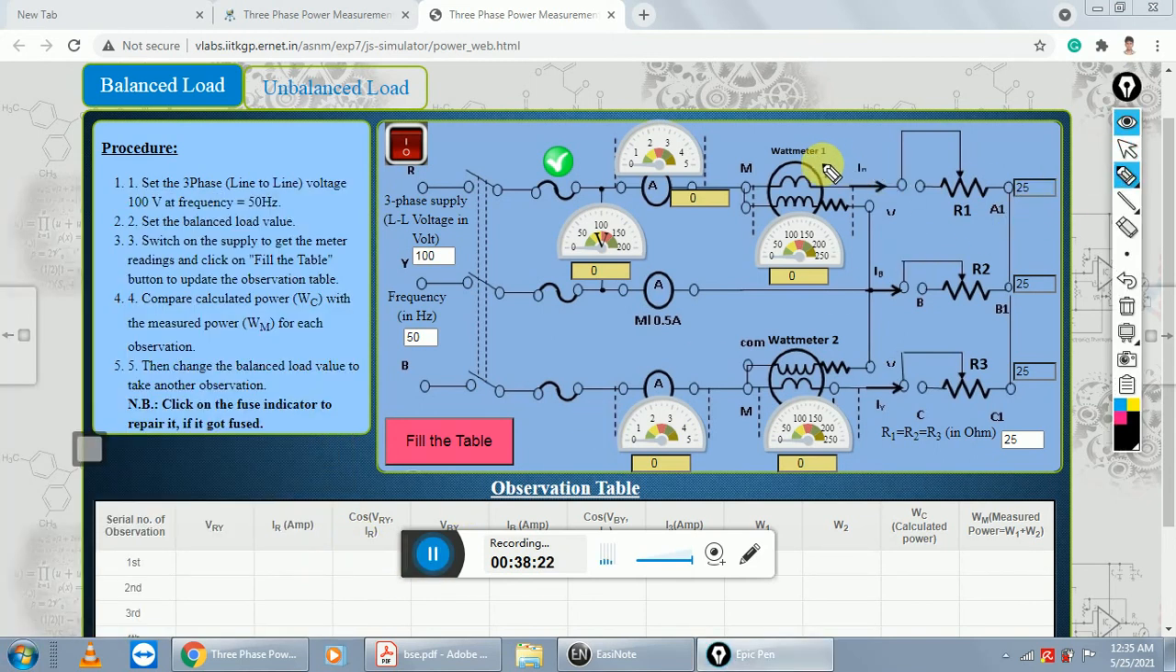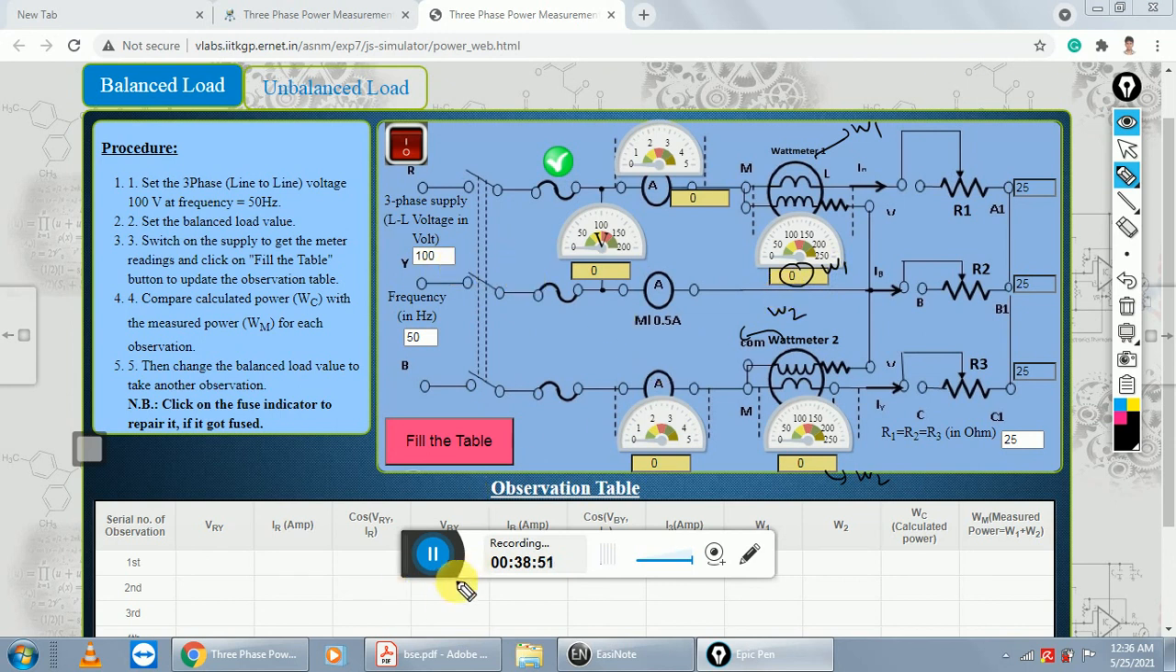So this is your W1 and this is your W2. So this reading is W2, and this reading is W1. Okay, and this measures the current in R phase, and this measures the current between R and Y phase.